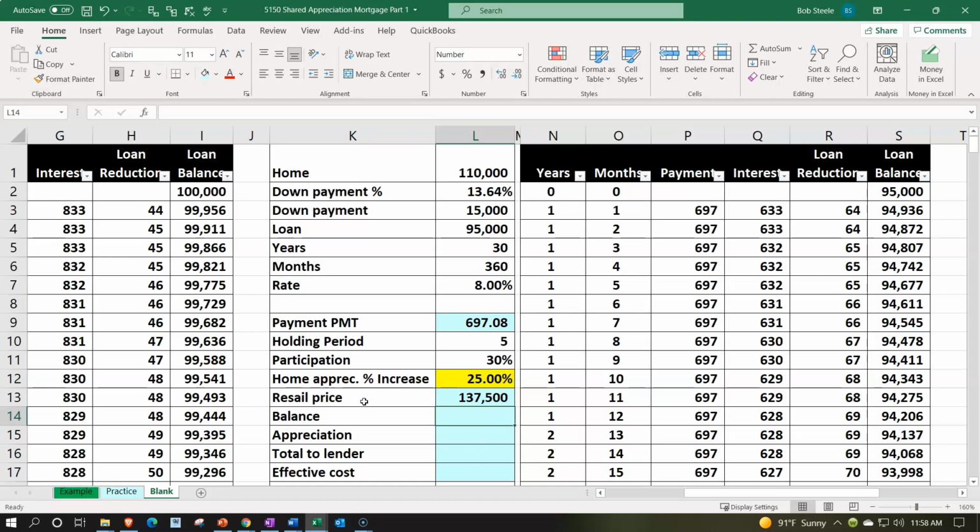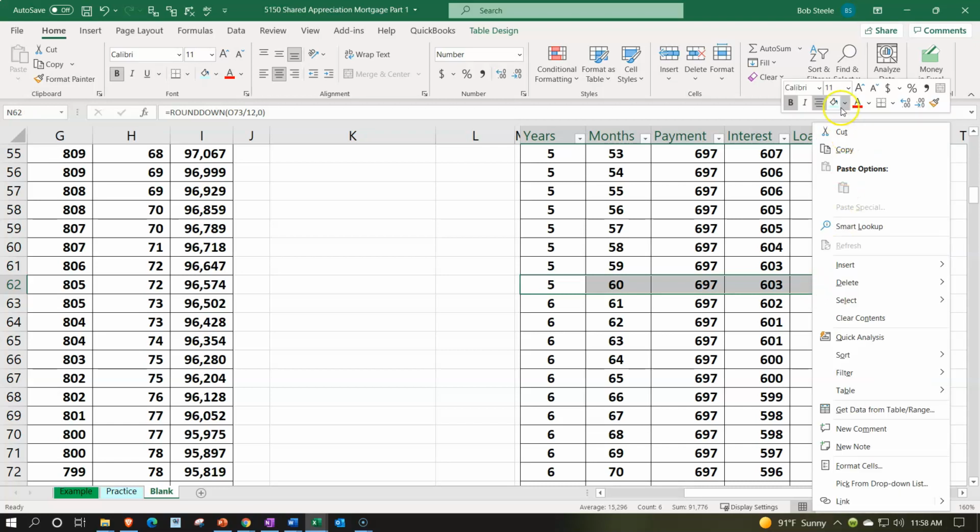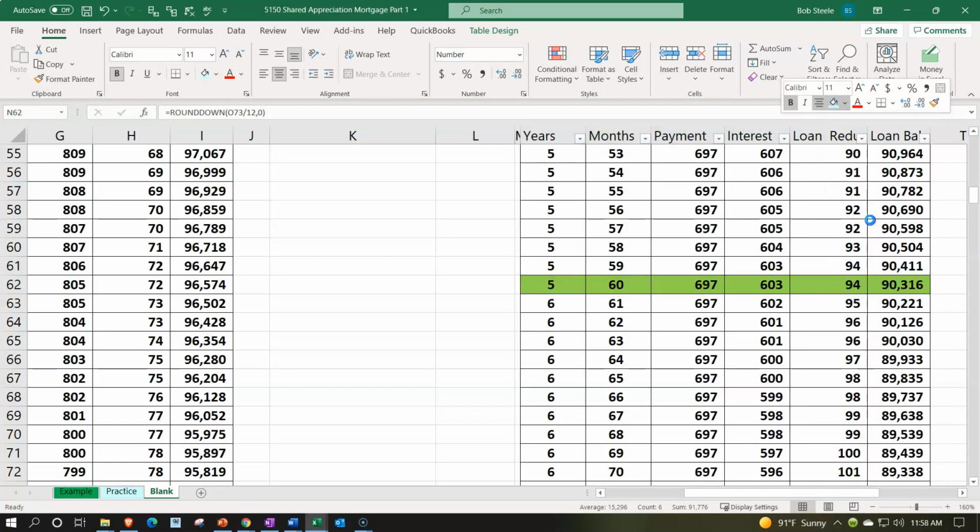So we can then say, okay, what's going to be the balance of the loan at that point in time, which we can see in the amortization table. I can go down to 5 years, and 5 years right there would be at the 90,316. So I can just do that, which is what I would probably do most likely.